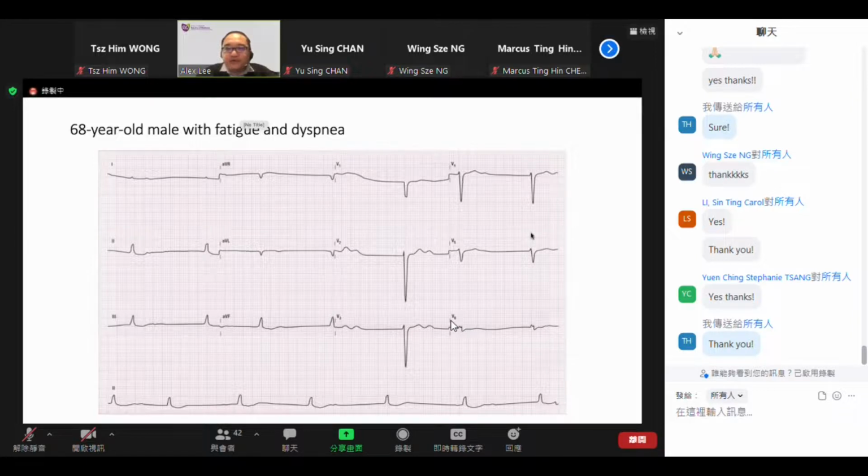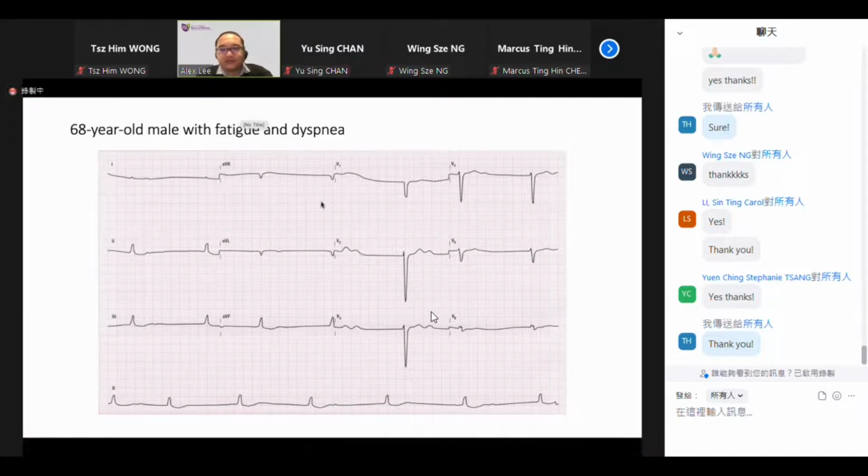Since you are the one who asked for more ECG, you should take this one. A 68-year-old male with fatigue and dyspnea. We can see that the patient is rather bradycardic in this case. And is there a junctional beat? Which lead? Here, this one? Yeah. A junctional beat. Okay. Is it the only junctional beat you see here?